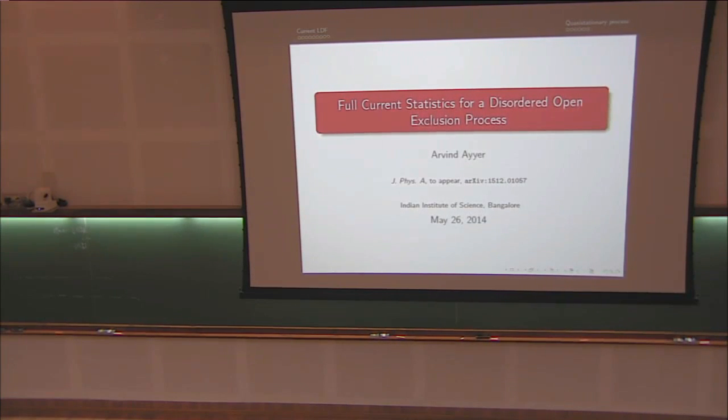So this is some exact results about a model, a one-dimensional exclusion process, where I have been able, because of the inherent niceness of the model, to calculate the full current statistics. This is the preprint, and it will appear in JPhysics.